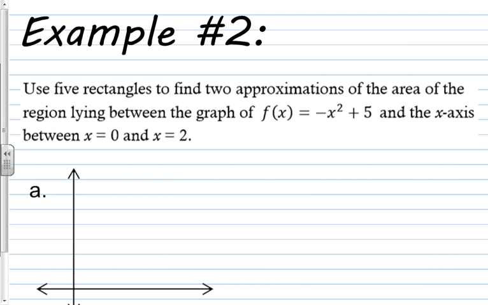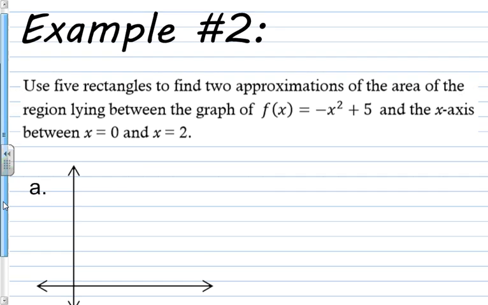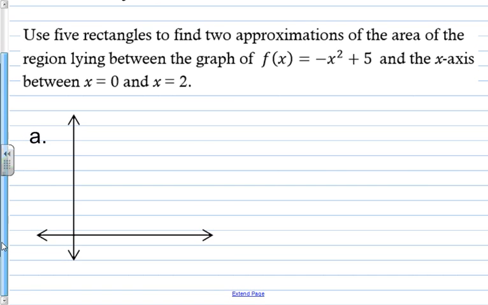All right, example 2. Use 5 rectangles to find 2 approximations of the area of the region lying between the graph of f of x equals negative x squared plus 5 and the x-axis between x equals 0 and x equals 2. So I want to approximate the area underneath this graph. I don't have the graph. No biggie.